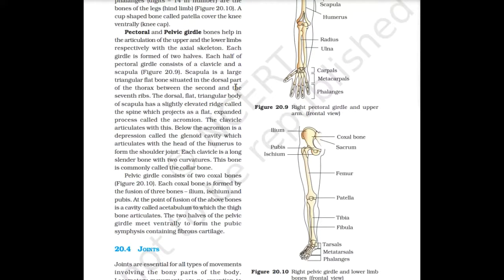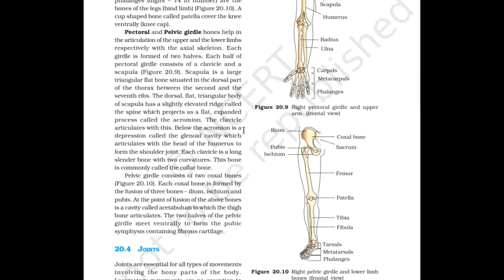Each girdle is formed of two halves. Each half of the pectoral girdle consists of a clavicle and a scapula. Scapula is a large triangular flat bone situated in the dorsal part of the thorax between the second and the seventh ribs. The dorsal flat triangular body of the scapula has a slightly elevated ridge called the spine, which projects as a flat, expanded process called the acromion. The clavicle articulates with this.